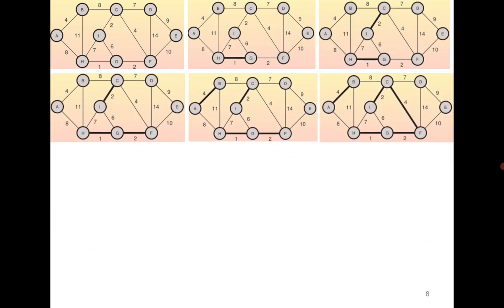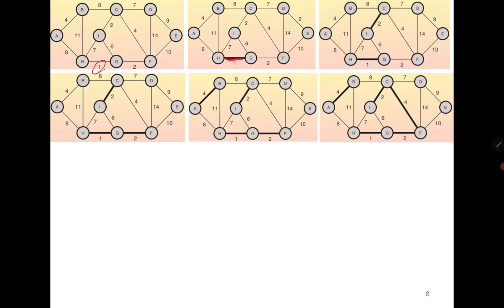Before that, let's do some exercises. So for this graph, use Kruskal's algorithm to obtain a minimum weight spanning tree. Please do try it by yourself. I can quickly show you the answer. So this is the minimum weight edge.